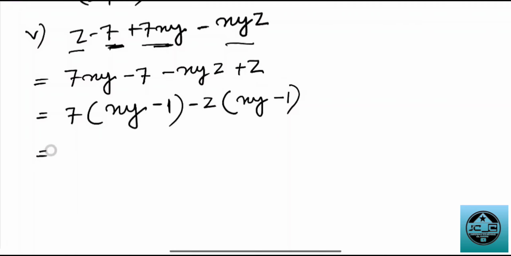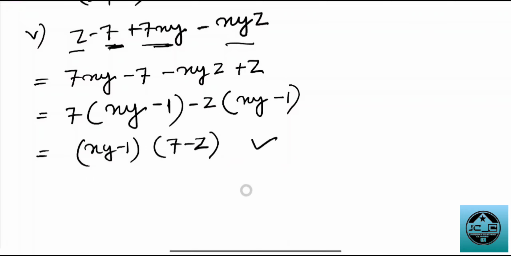Clear? So what else do you have to take common out? xy minus 1, 7 minus z. Clear? This is it. Along with this the chapter is completed. Along with this, the whole exercise 3.1 is done. 3.1 is completed.